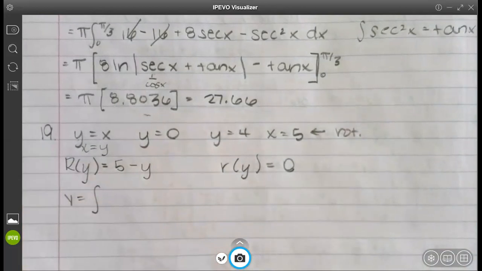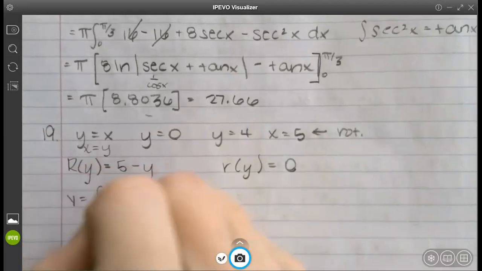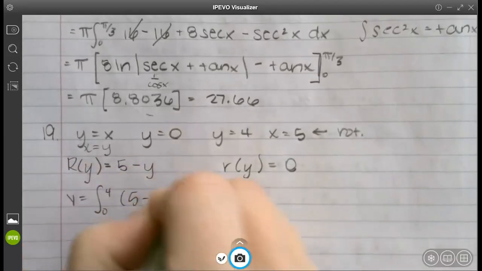All right. Go back and look at this thing. We're rotating vertically, which means we're talking about Y. So what's our height? 0 to 4. That's what we're using for our A and B. I don't know what I just clicked. Something comes up. I'm sorry. 0 to 4 of 5 minus y squared dy.